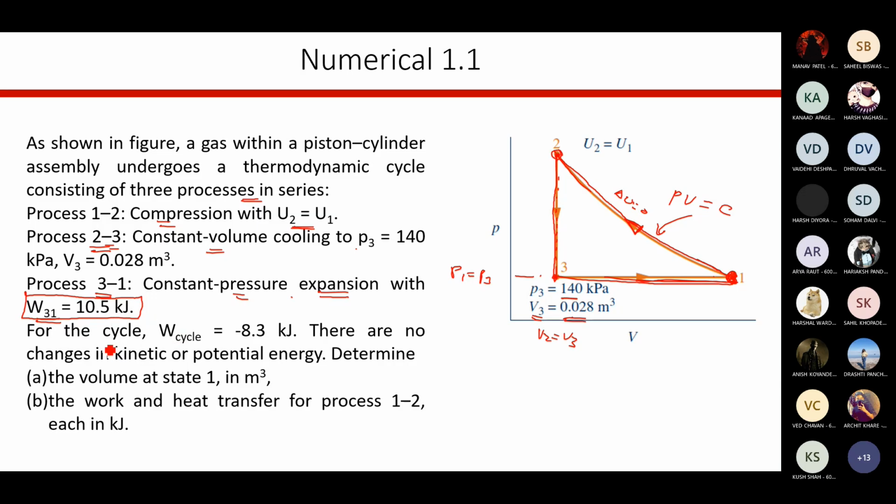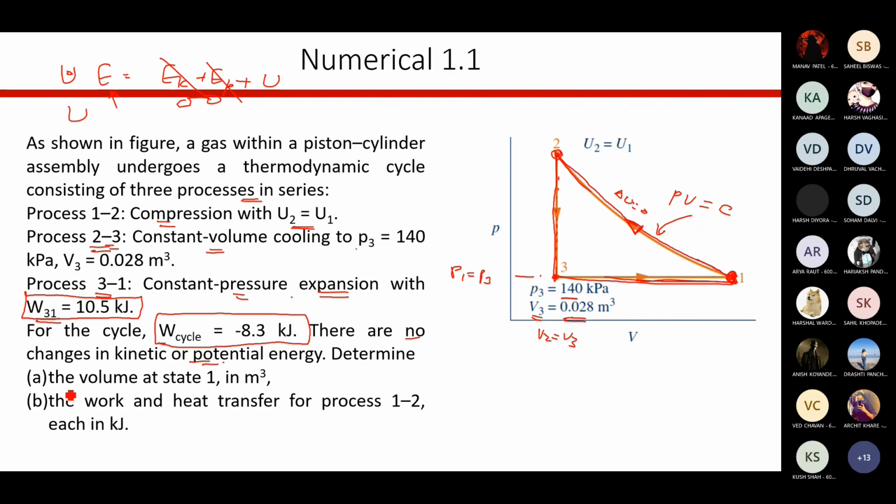Now for the cycle, this value is given. W for a cycle is minus 8.3 kilojoule. There are no changes in kinetic energy and potential energy. It means when you write total E is equal to EK plus EP plus U, these two are not there. So you can simply replace this E by U, right?